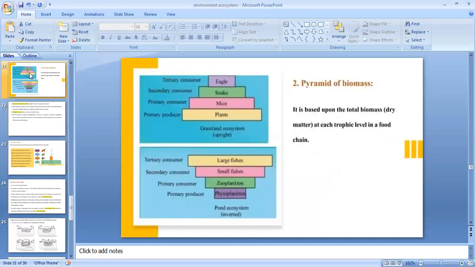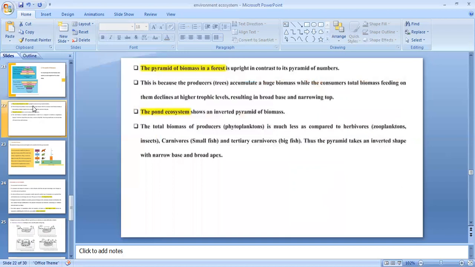Pyramid of biomass. It is based upon the total biomass at each trophic level in a food chain. The pyramid of biomass in a forest is upright, in contrast to its pyramid of numbers. This is because producers accumulate a huge biomass, while the total biomass of consumers feeding on them declines at higher trophic levels, resulting in a broad base and narrowing top.